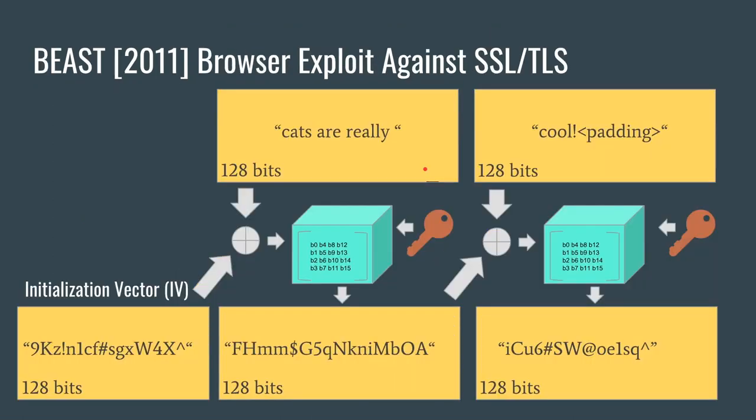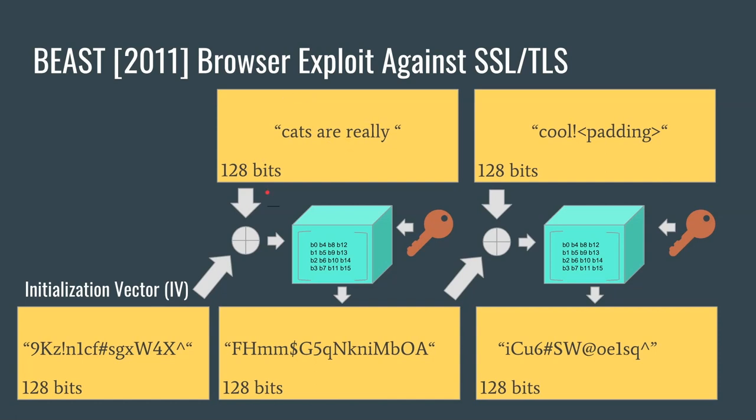Next, we're going to discuss the BEAST, or Browser Exploit Against SSL and TLS attack from 2011. And the phrase browser exploit here means that this attack requires the attacker to be able to take control of the user's browser. So for example, injecting arbitrary JavaScript, or in the case of this attack, the authors published a Java applet that took advantage of some browser security holes around running Java applets in the browser.